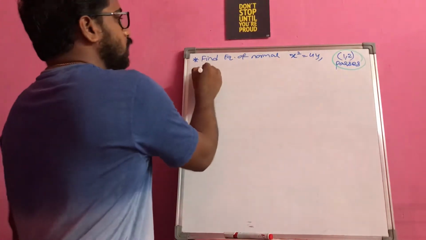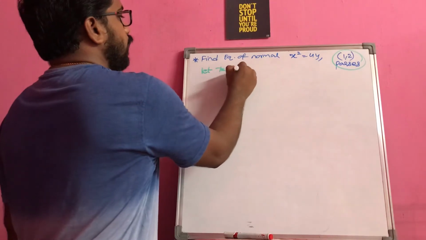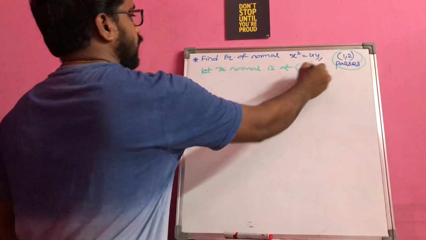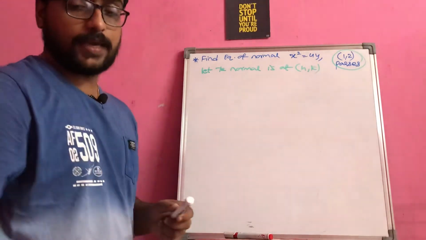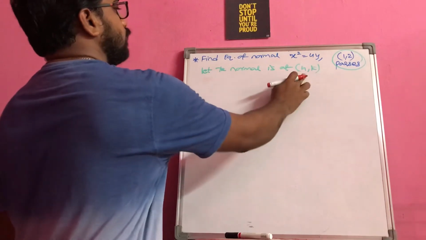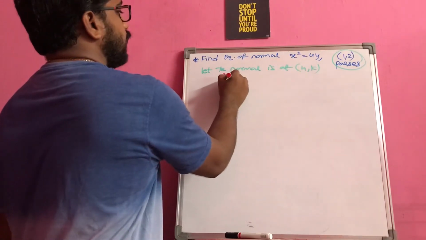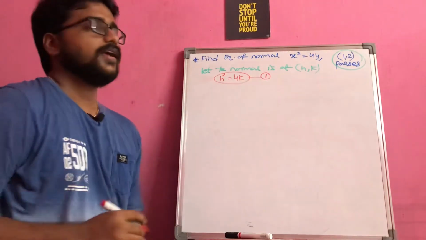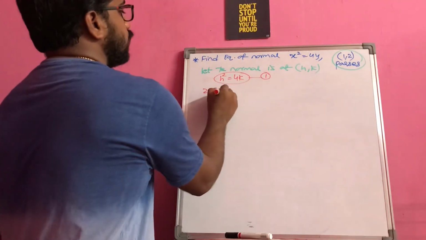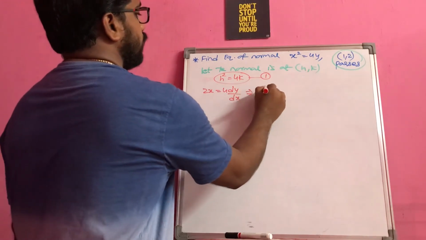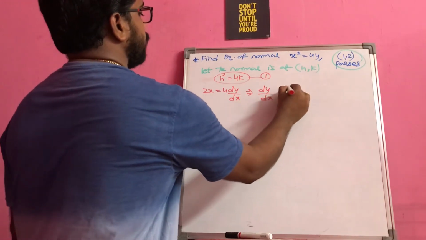So let the normal be at h comma k, again I am taking. Okay, this is normal, please be careful. If I substitute h comma k here, I will be getting h square is equal to 4k. This is my first condition. If I take the differentiation, 2x is equal to 4 dy by dx, which implies dy by dx is equal to x by 2.